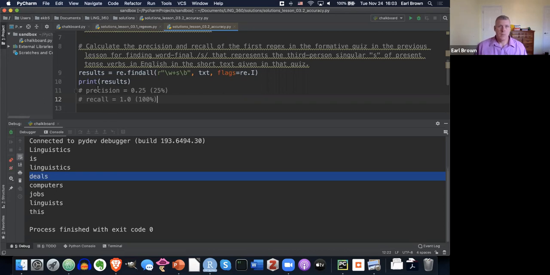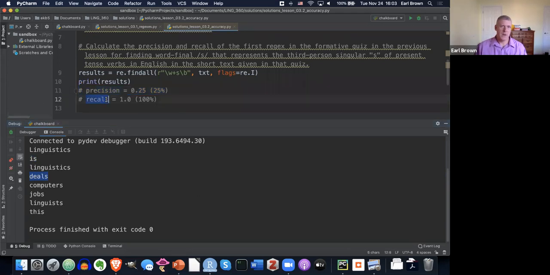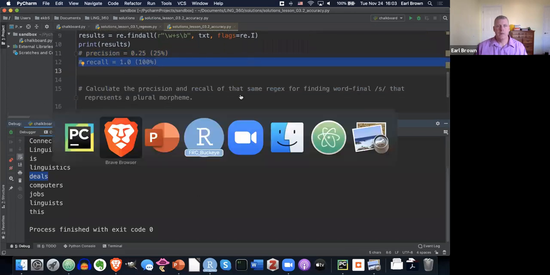Okay, so once again, precision is 25% because out of what we got, which were 8 results, only 2 are correct. So 2 out of 8, 25%, 0.25 precision. But the recall is 100% because of the 2 that we should have gotten, we actually got those 2. Right, is and deals were found. All right, let's try the next.